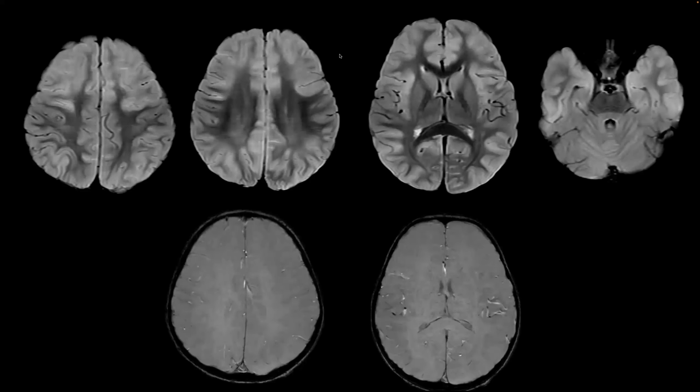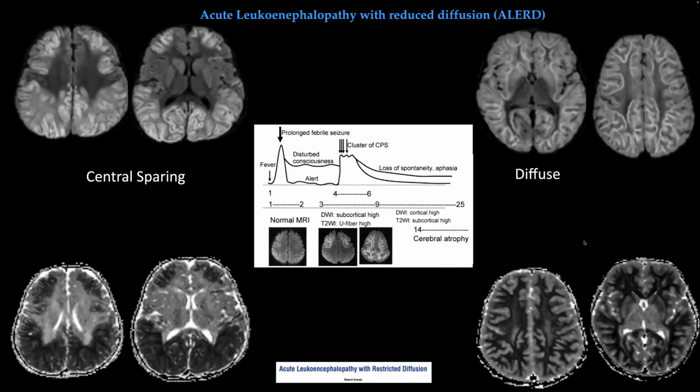On FLAIR sequences, you can appreciate the edematous changes. The cortex also demonstrates some degree of edema, predominantly again in the frontal and parietal regions. I could not appreciate any structural abnormalities, so the edema can mask that, but nothing significant standing out. No abnormalities on the hemosiderin-sensitive scans, and no mineralization. So given the imaging appearances and the clinical presentation, I'm thinking of ALARD, which has this typical pattern of subcortical diffusion changes. Central sparing ALARD is what I'm thinking of on the imaging patterns.